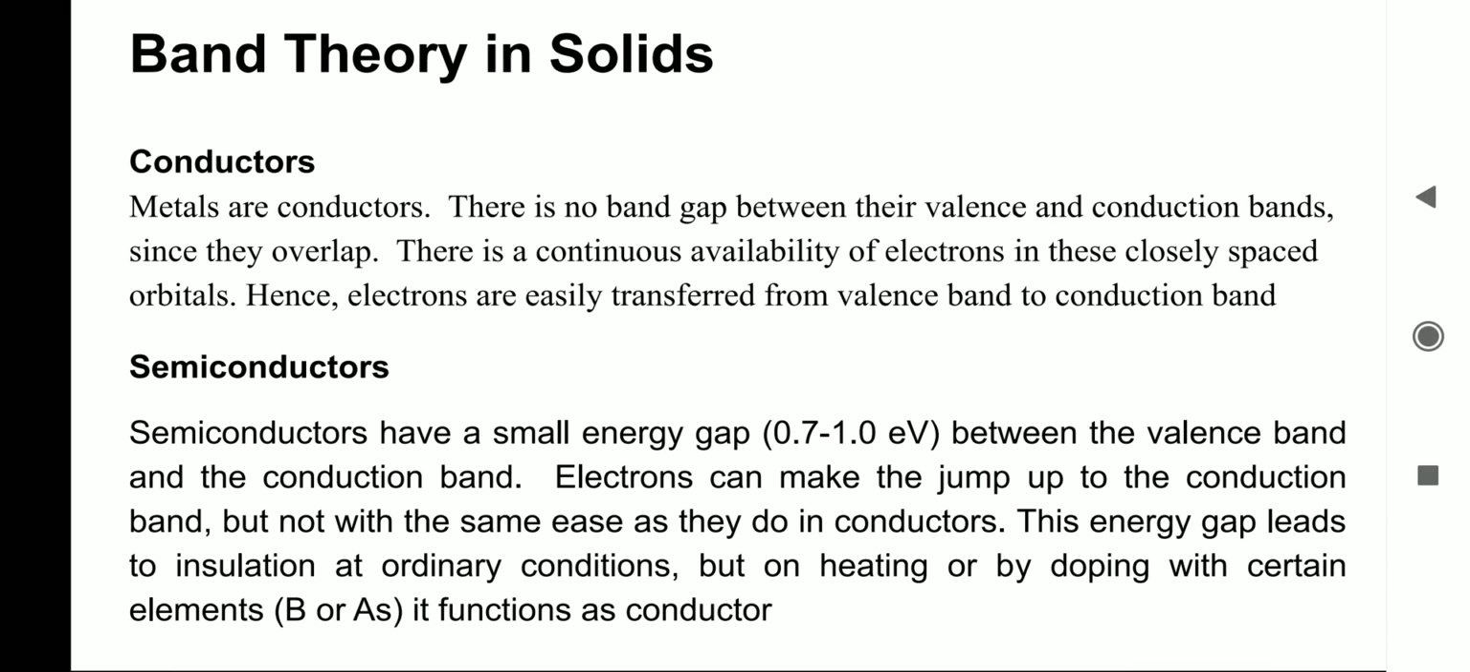Semiconductors do have a small energy gap of 0.7 to 1 electron volt between the valence band and the conduction band, and electrons can make the jump from VB to CB, but not with the same ease as they do in conductors. This energy gap leads to insulation at ordinary conditions, but on heating or doping with certain elements, which are the impurities, they function as conductors.